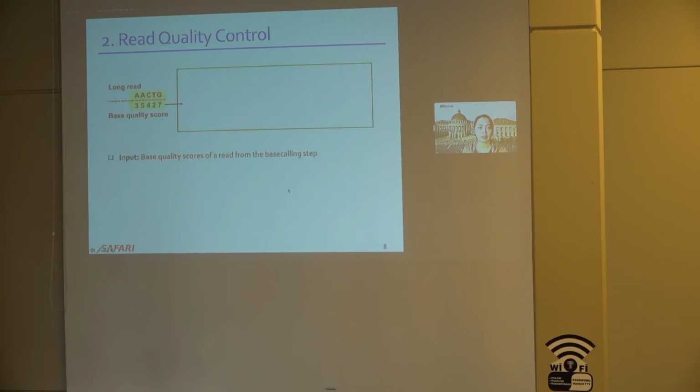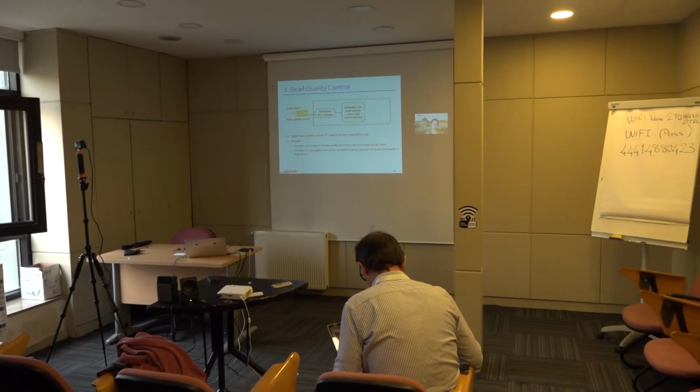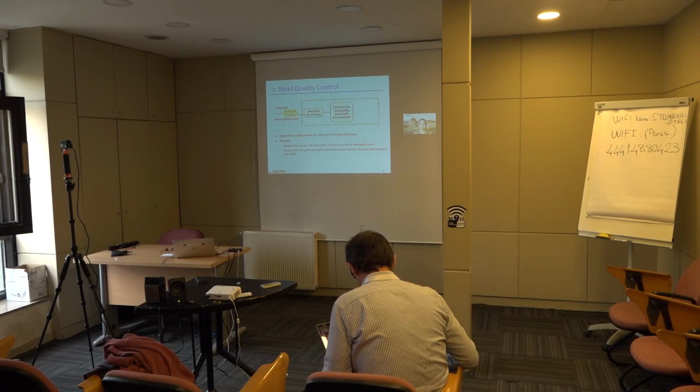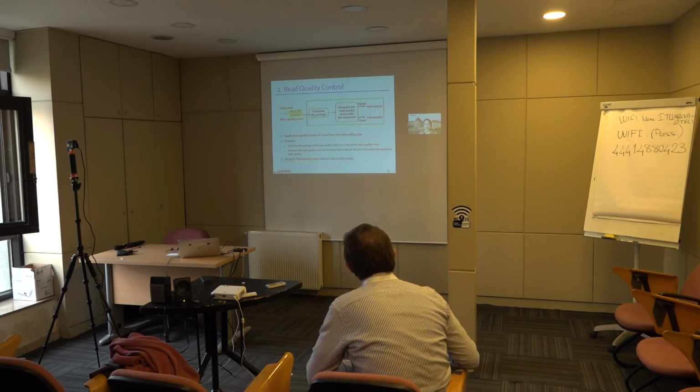For read quality control, the input is the base quality scores of a read from the base calling step. We calculate the average score of the long read and compare it with the threshold. If it's higher than the threshold, then it's a high-quality read, and if it's lower than the threshold, then it's a low-quality read. And the low-quality reads are discarded.